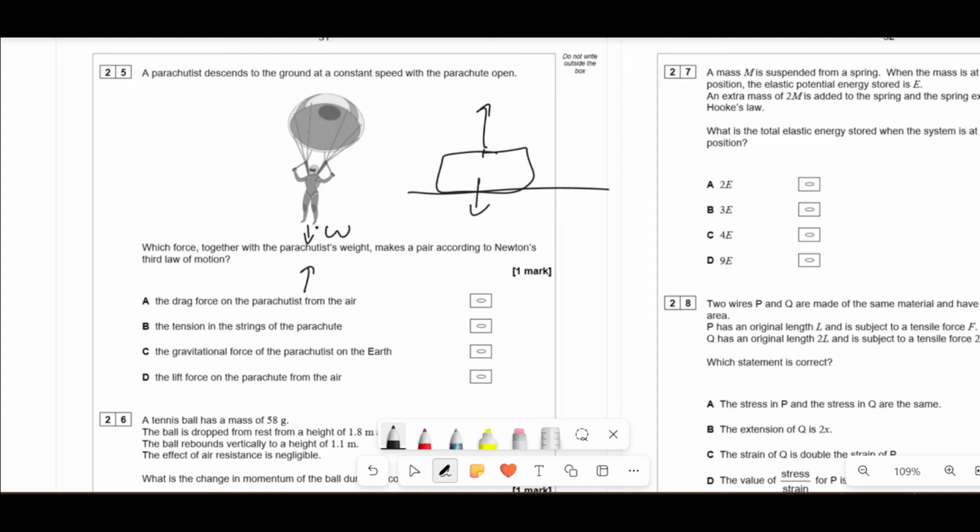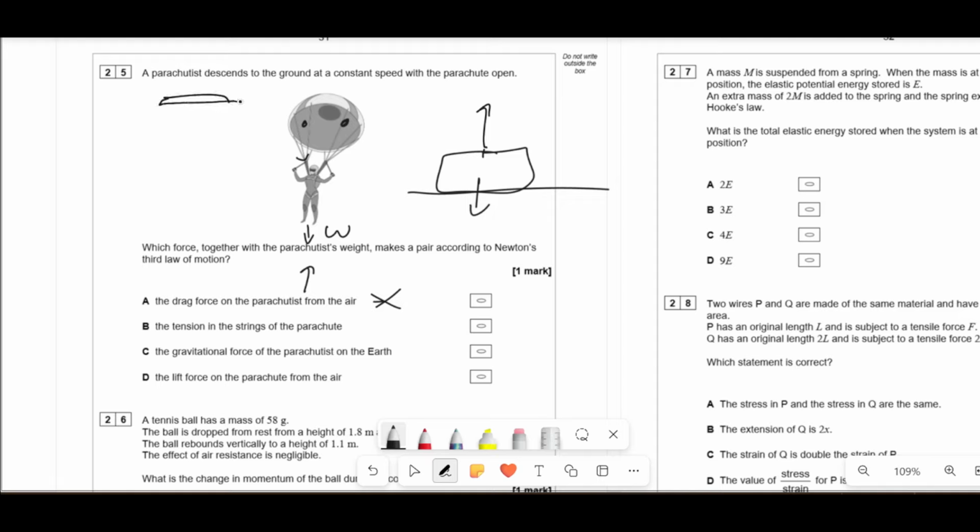So in this case, there's a weight here, but there's something else that's got to be pushing back up as well. So if we look at the options we've got here, the drag force on the parachute from the air is not going to be a pair according to Newton's third law of motion, because the drag force is the air resistance, right? The pair would be between the air particles, like all the little molecules and stuff, and the parachute. That's not going to be it.